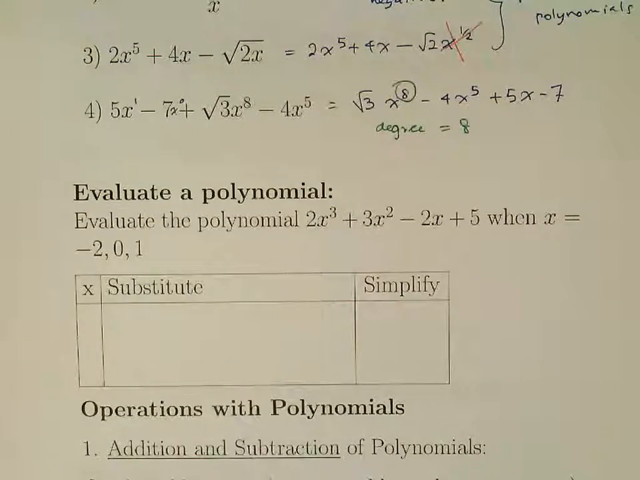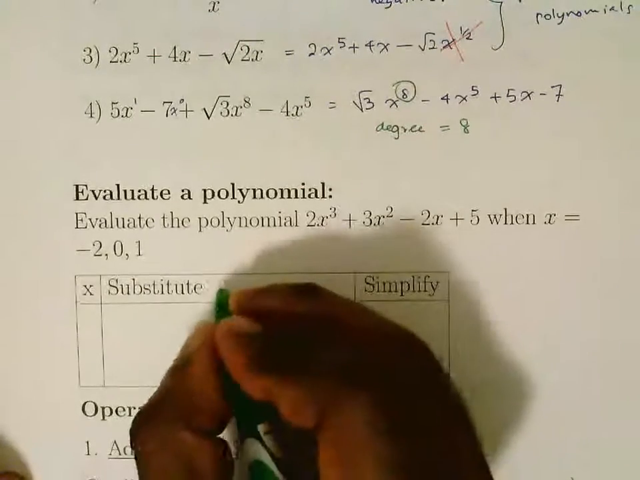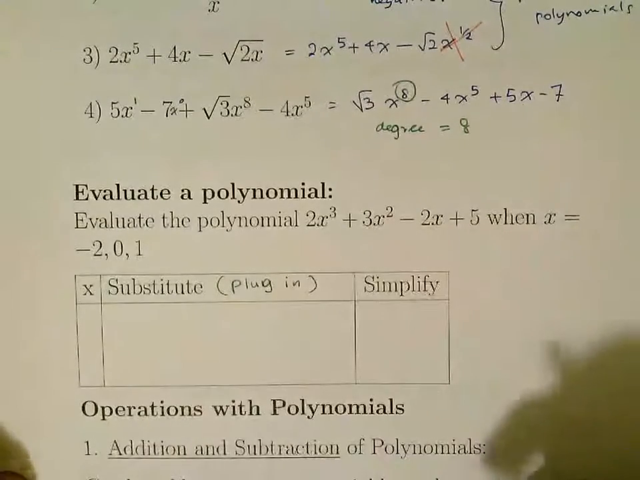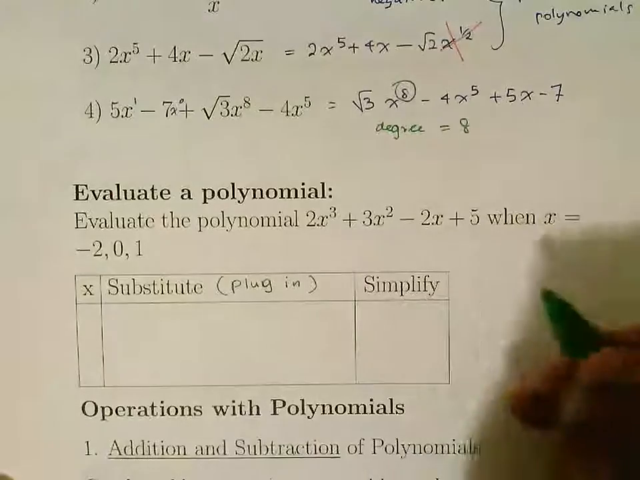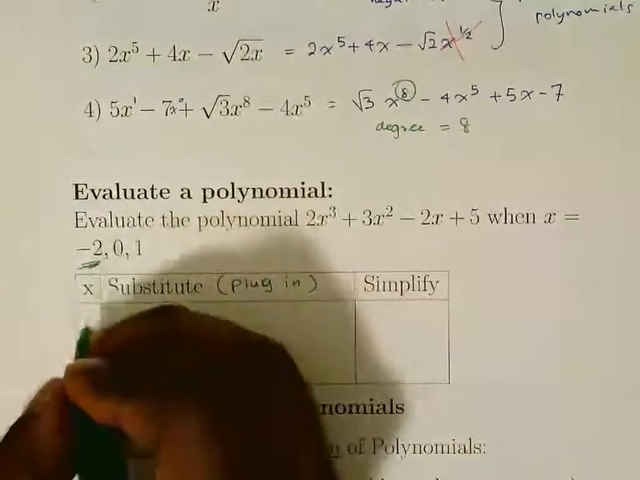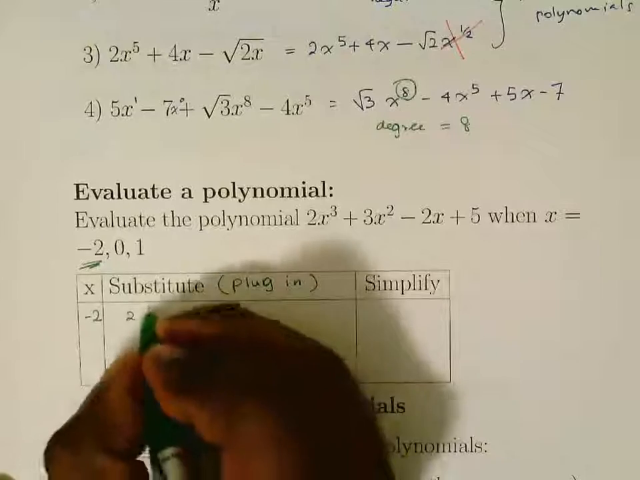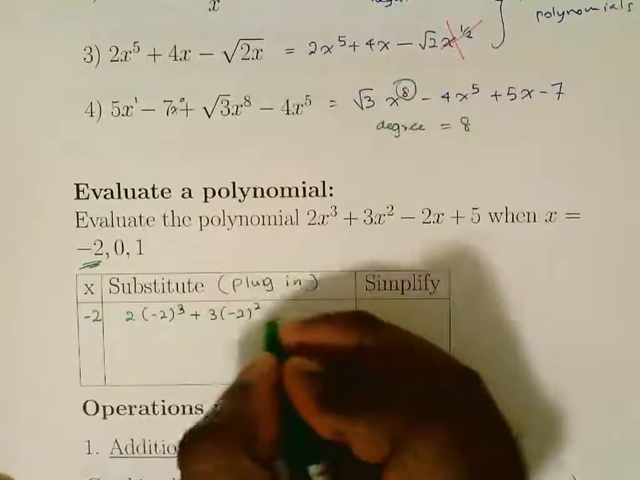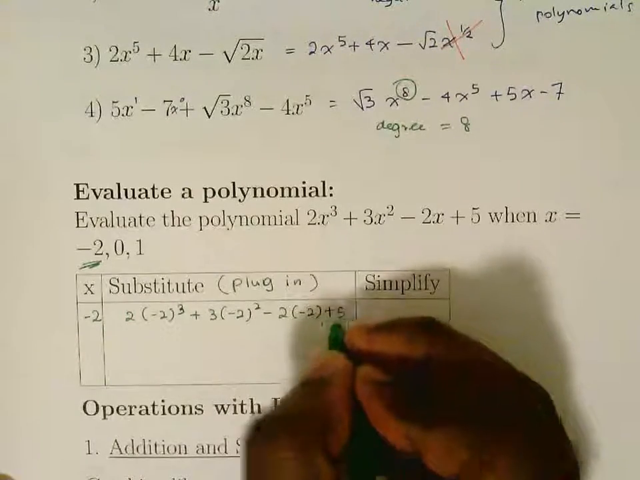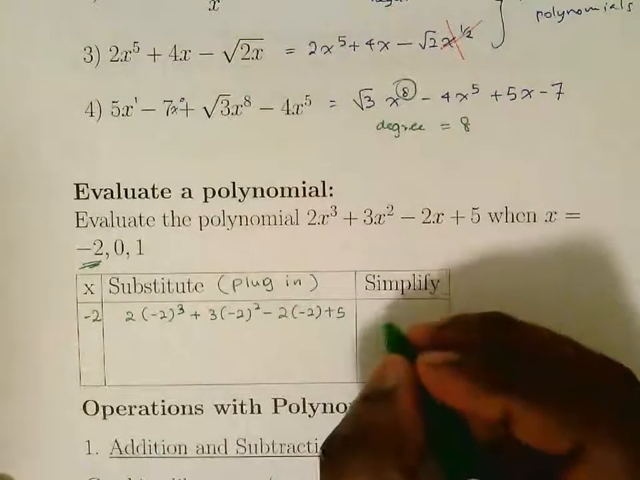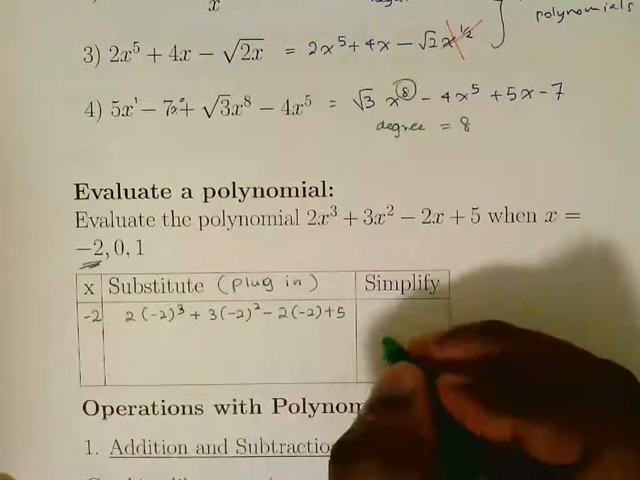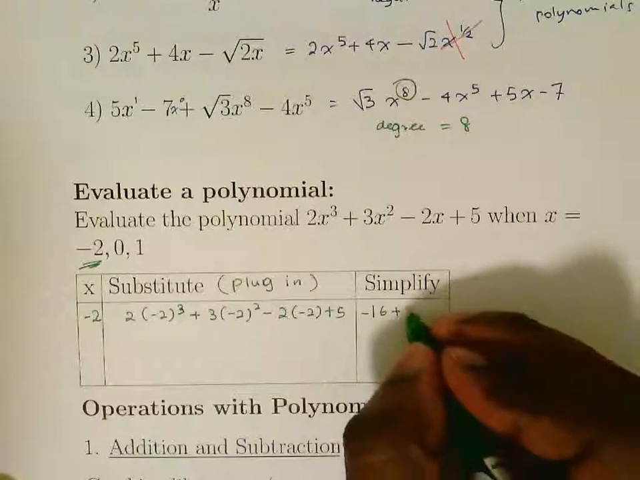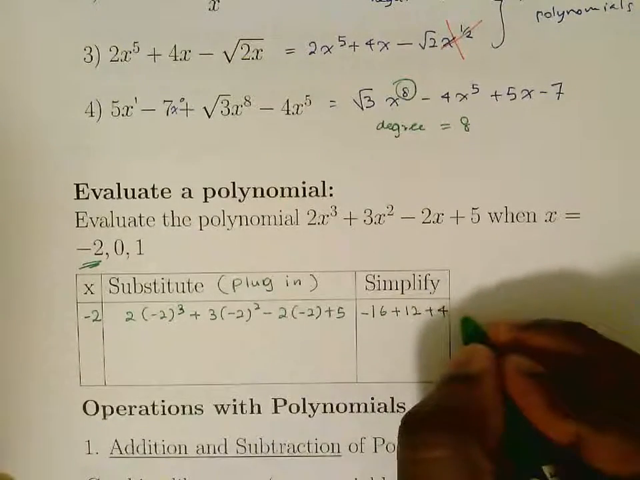So evaluating or substituting means just plugging in. So plug in the given numbers, that's it. Okay, so let's say when x equals -2, plug it in, -2. So you get 2 times -2 cubed plus 3 times -2 squared minus 2 times -2 plus 5, and that should end up at -16 plus 12 plus 4 plus 5.